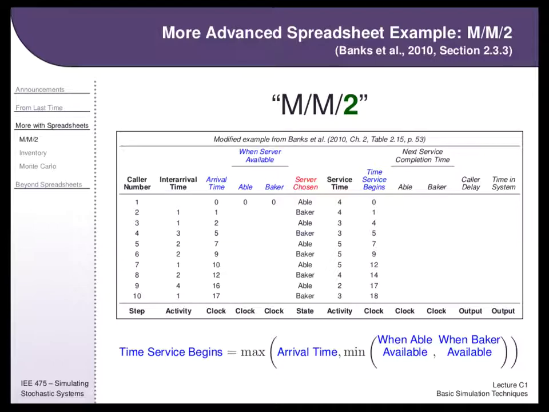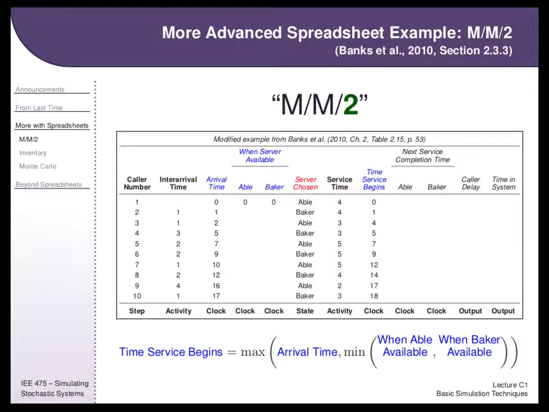And so we've got now a little more complicated version of the single server queue. So we know that the service, if we're lucky, begins at the arrival time. So somebody arrives, neither server is busy, or there is a free server available, and so the service will begin right when they arrive. So we know that has to be part of it.